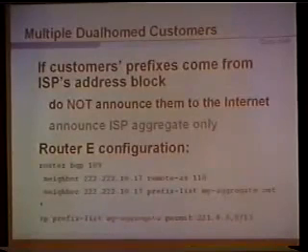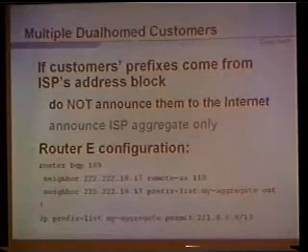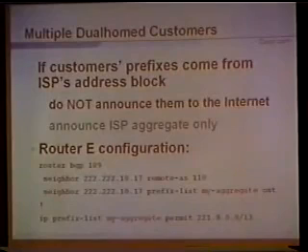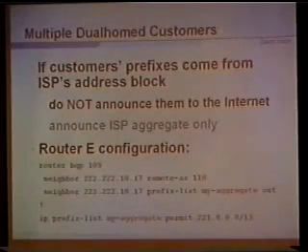If the customer's prefixes come from the ISP address block, don't announce them to the internet. Some people do this, right? They give address space to a customer, a huge chunk, and then they announce this huge chunk to the internet, even though it's part of their aggregate. Only announce the aggregate. There's so much pollution in the routing table.